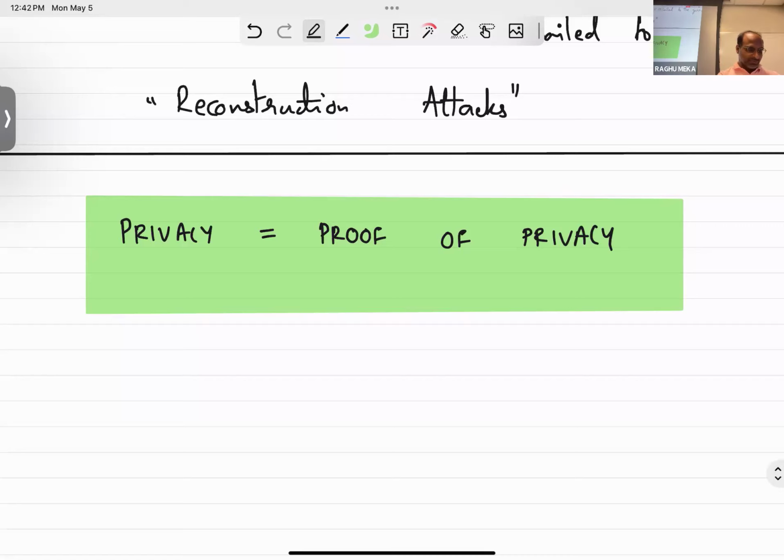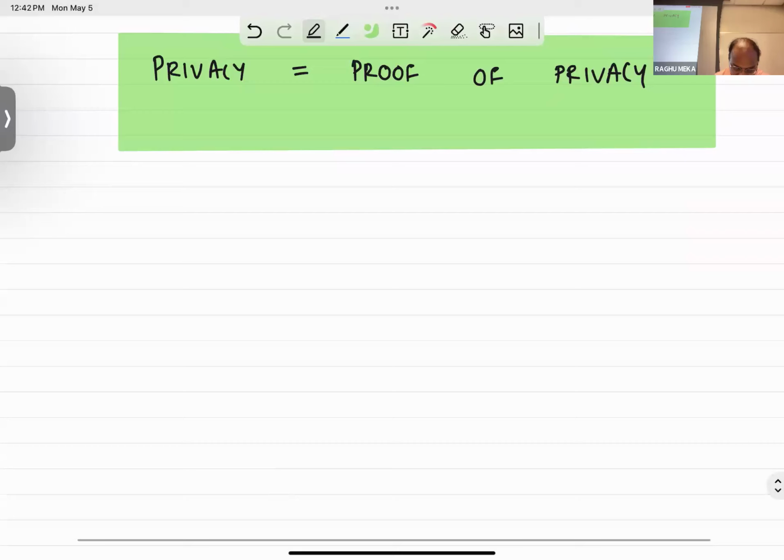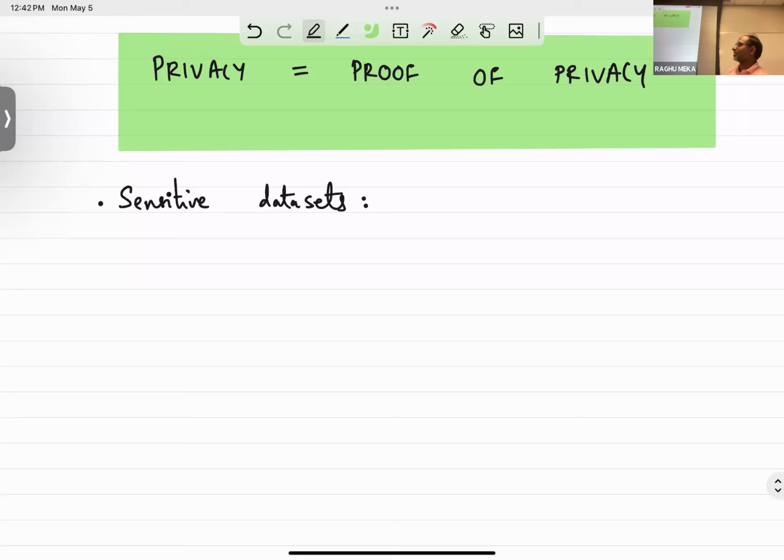All right. And we'll talk about this over several lectures. But first, let's maybe just think of all kinds of sensitive data sets. Okay, so give me some examples of sensitive data sets that you would like to be available to researchers, scientists, and so on, but you have to be careful in how you make it.